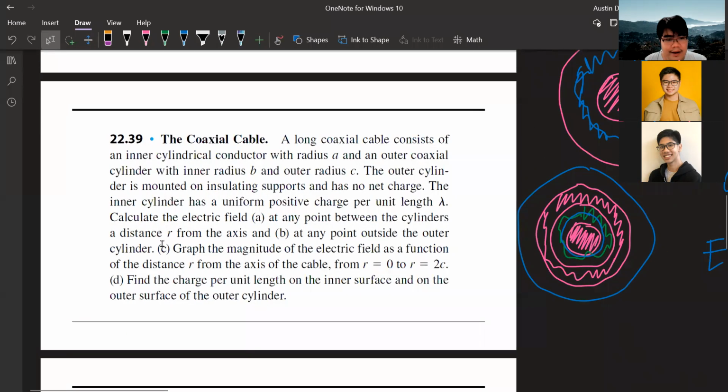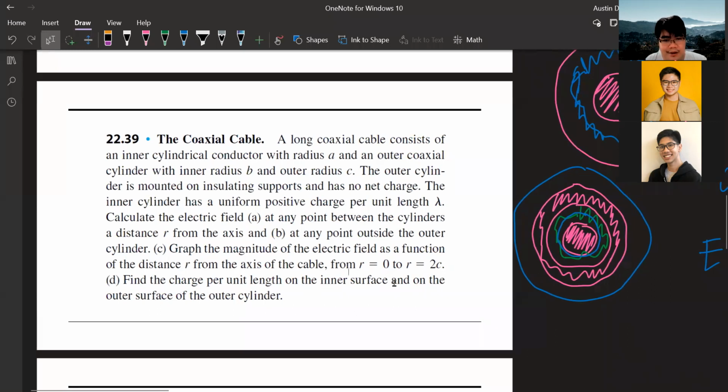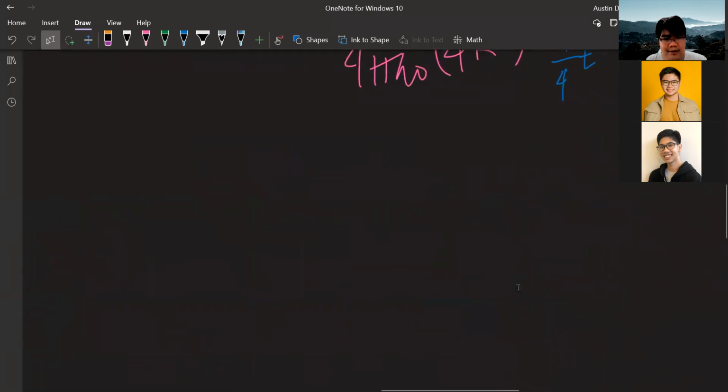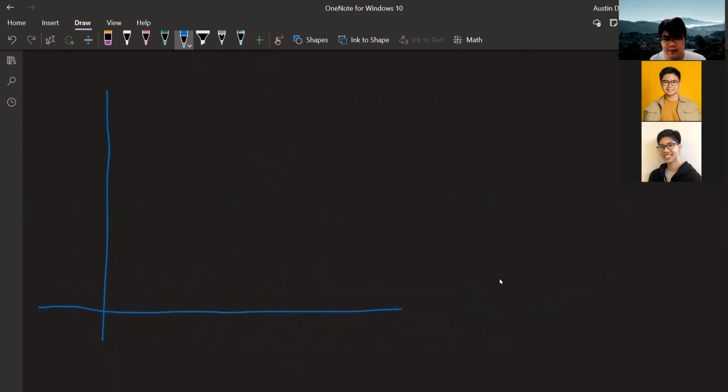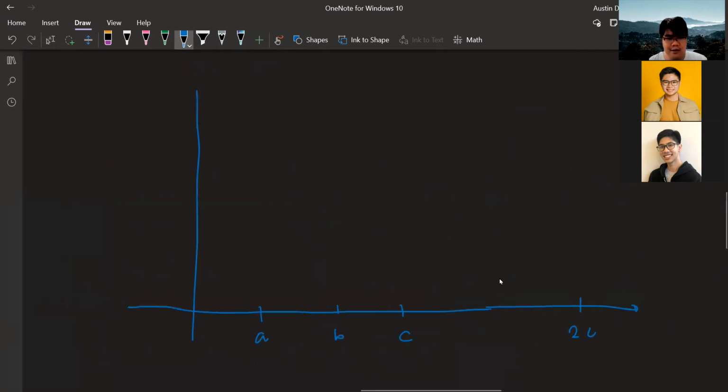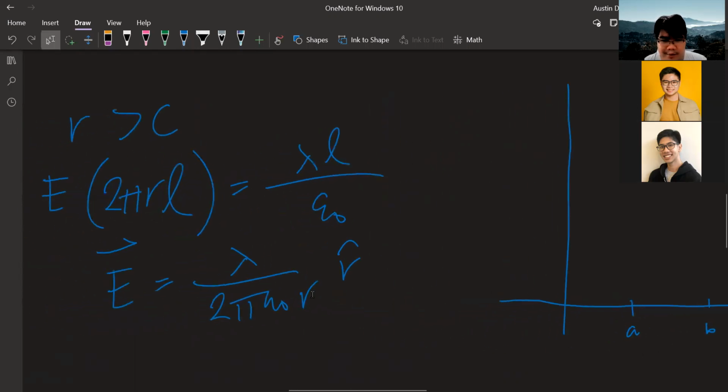Then, graph the magnitude of the electric field as a function of the distance r from the axis of the cable. Okay, so yung r from the axis of the cable. And then 0 to 2C. So simply, okay, so A, B, C, hanggang 2C daw. ABC lang naman yung mahalaga.